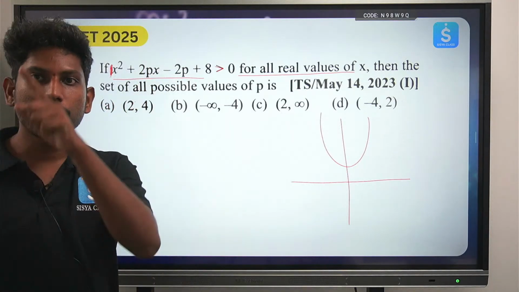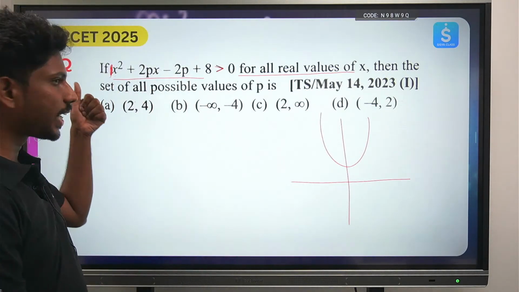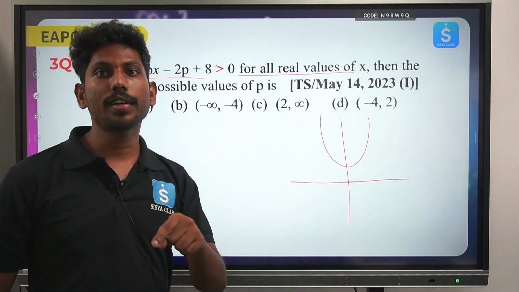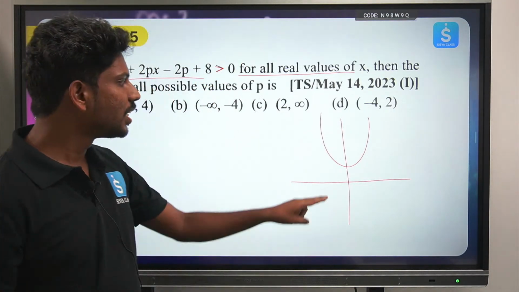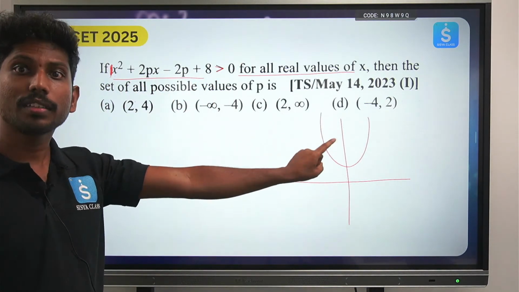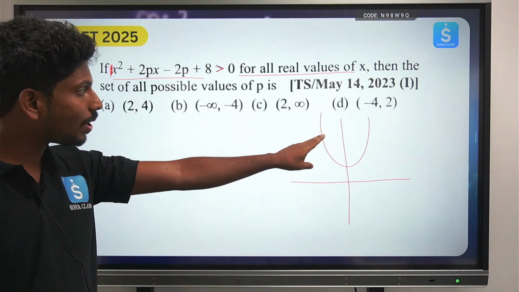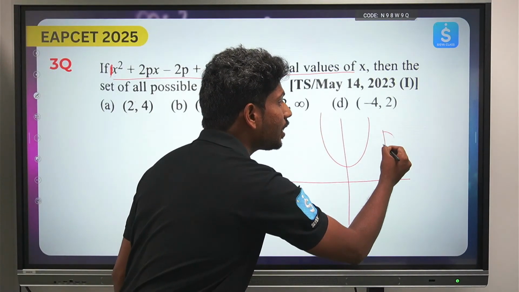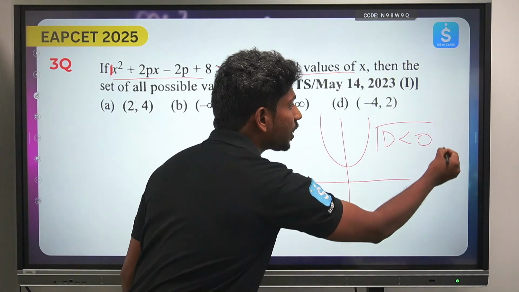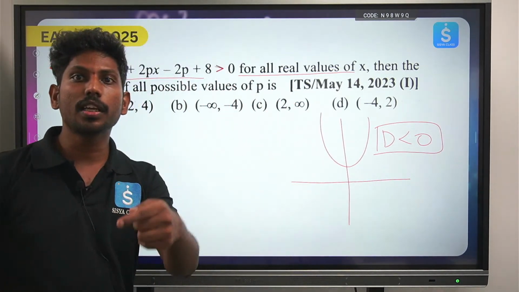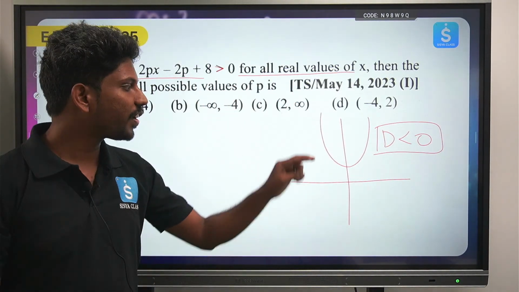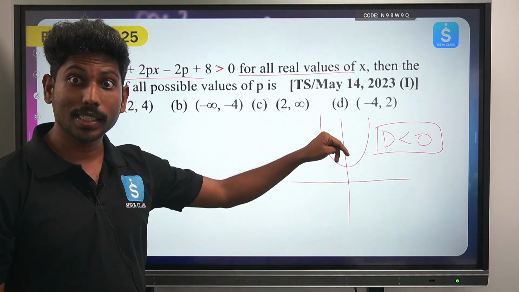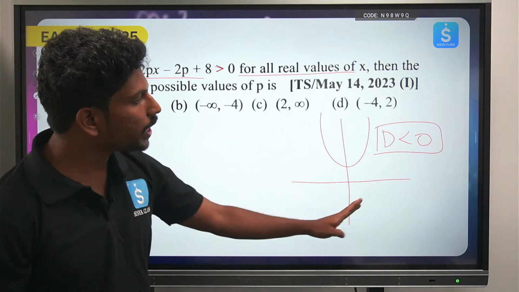Is it facing upward? Yes, because 1 is greater than 0, and this fellow is also saying that it is greater than 0, so it is not passing through the x-axis, so it behaves like this. What is meant by this? He is also saying that the discriminant value should be less than 0. Why less than 0? If it is equal to 0, it is touching the x-axis once. If it is greater than 0, that means it is slicing the x-axis twice, which means it is going to the negative points.